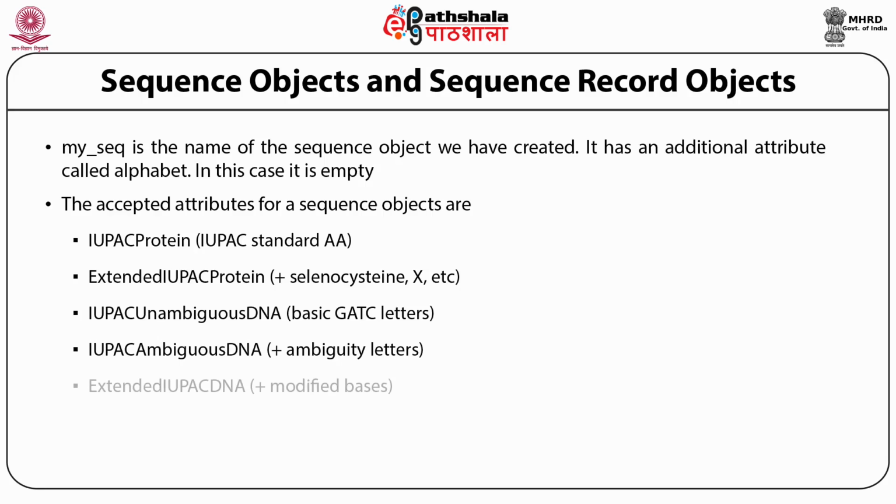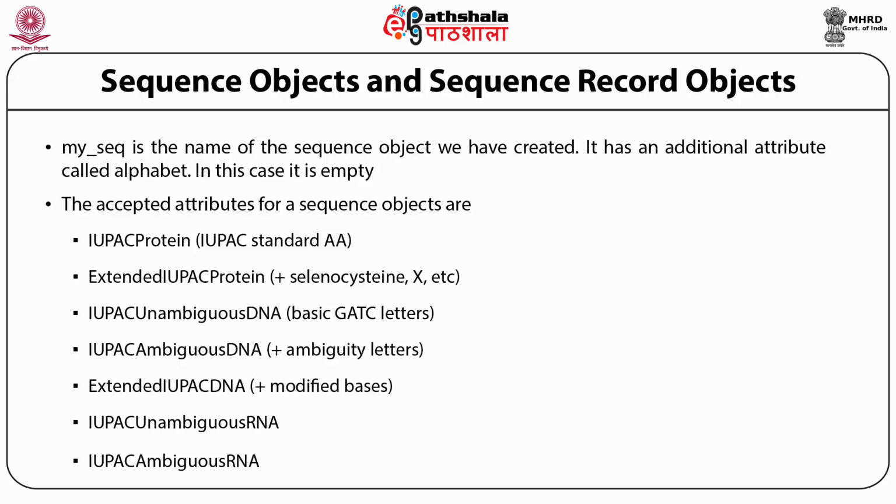ambiguous DNA, extended IUPAC DNA, IUPAC unambiguous RNA, IUPAC ambiguous RNA. So these are the list of accepted attributes for any sequence object. So in IUPAC protein, we have standard amino acids. In extended IUPAC protein, we have some non-conventional amino acids which are present in sequence. For example, protein sequences which are derived from structures contain amino acids like selenocysteine, which are not part of the conventional 20 amino acids that are present in the protein.